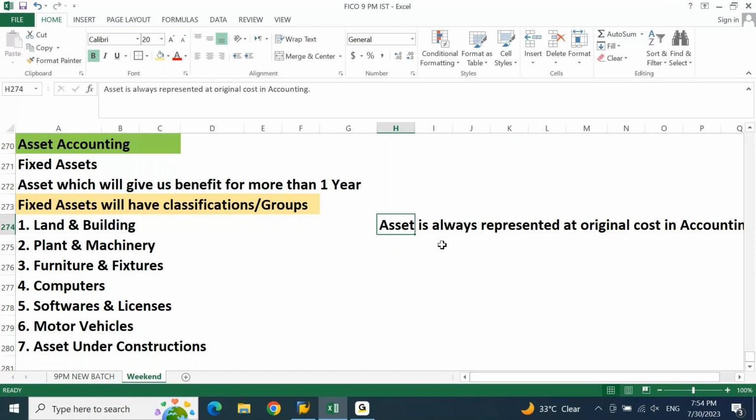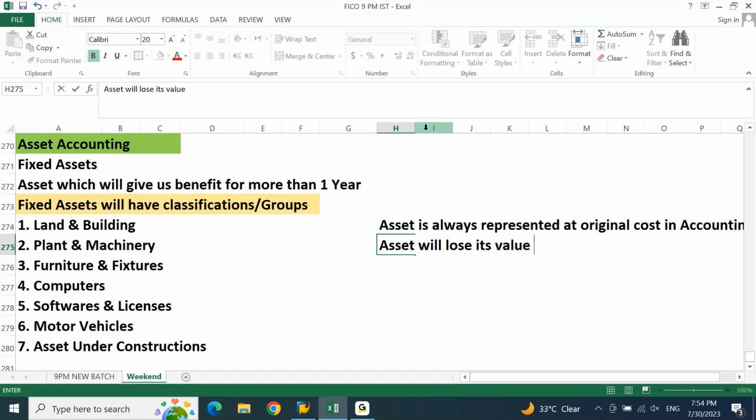But when you are using an asset, it will lose its value due to usage or life. Correct? Whether you use it or you do not use it, either based on the usage or based on the life, an asset will lose its value. Am I correct?